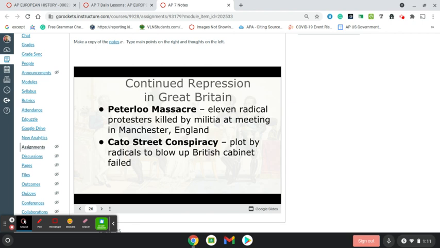And in fact, in one instance, this did happen. Once the government started sending in militia, for instance, to stop gatherings from happening, then it did turn into riots. And eventually this resulted in militia firing on people in Manchester in what was commonly known as the Peterloo Massacre.